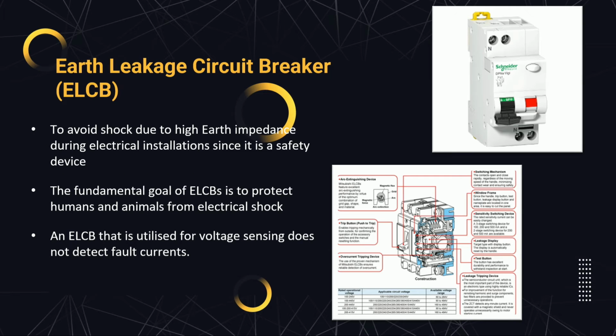Next, Earth Leakage Circuit Breaker (ELCB). The primary function of an earth leakage circuit breaker, or ELCB, is to avoid shock due to high earth impedance during electrical installation, since it is a safety device. The fundamental goal of ELCB is to protect humans and animals from electrical shock. An ELCB that is utilized for voltage sensing does not detect fault currents.